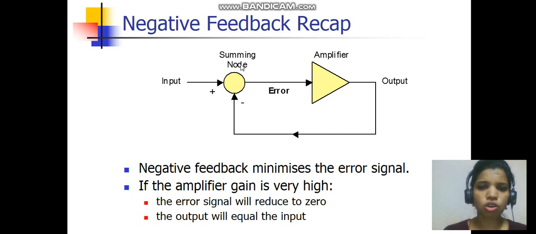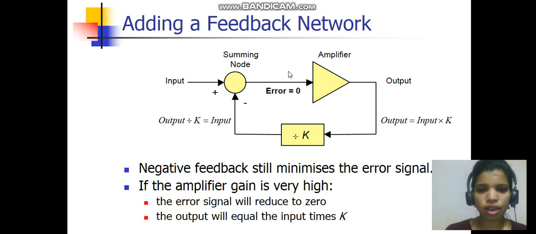So first of all, what is the concept of a negative feedback amplifier? There is an output that is fed back to the input with a negative sign. So it is a negative feedback amplifier. A negative feedback amplifier minimizes the error signal. And if the gain is very high, then definitely the error will be minimum. If we increase the gain, the error will be reduced, and at one point the error will be 0 and output is equal to input. Still we are increasing the gain, then what will happen if the error is 0? Then output is equal to k times the input. Means what is the open loop gain? That multiplied by the input.